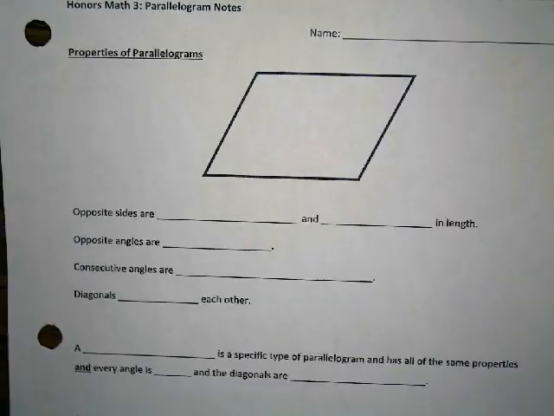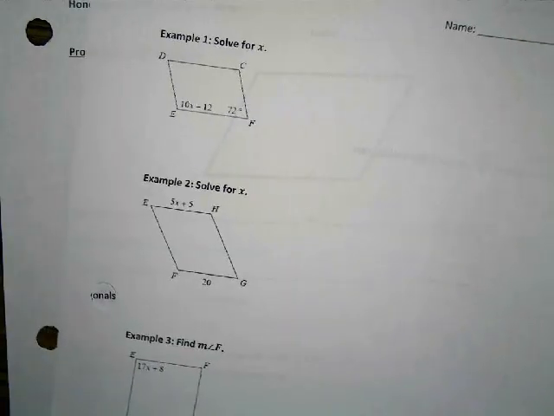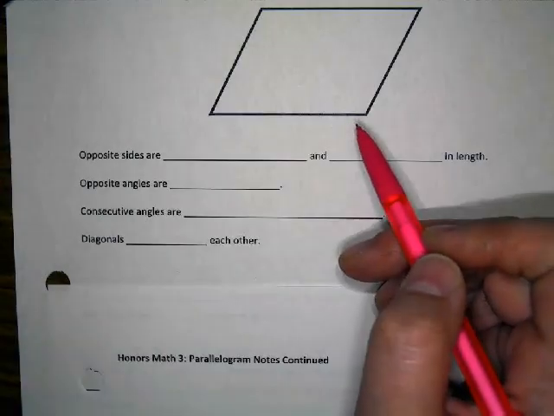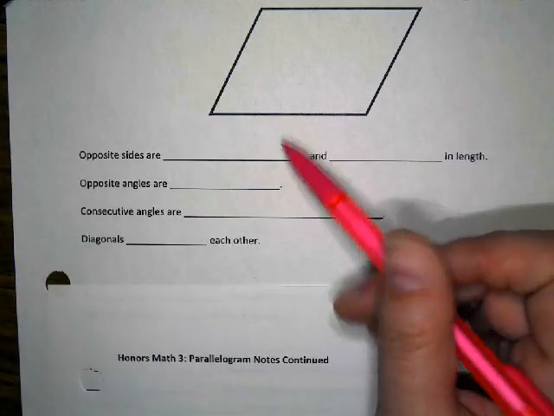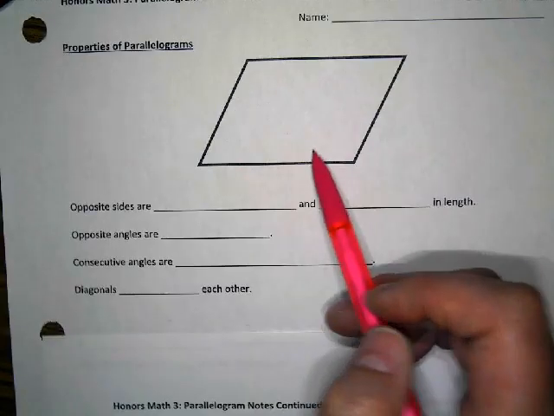We have notes that are a little bit more factual, and then we have the second page of notes. These are the notes that are a little bit more mathy, where we're going to do actual samples of it. So first we have the properties of parallelograms. I'm going to write down what the property is, and then I'm going to draw it in the picture.